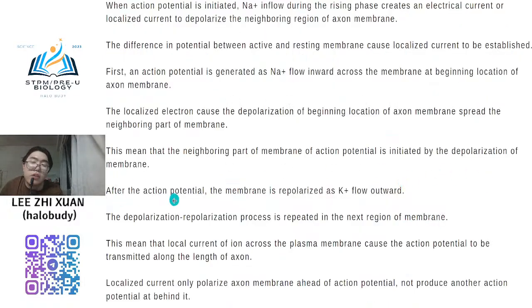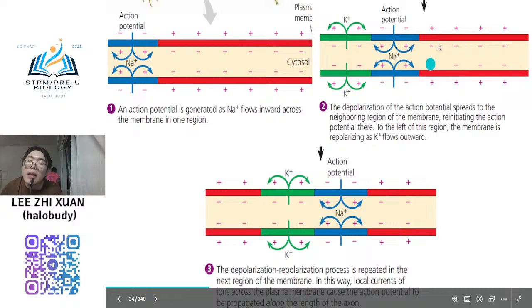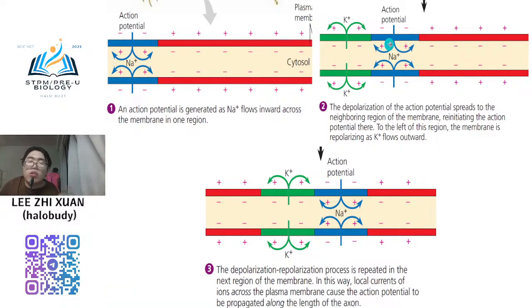So this means that the local flow of ions causes the plasma membrane to produce the action potential. So there is the localized electron flow there. The localized current only depolarizes the axon membrane ahead of the action potential, but does not produce another action potential, meaning that actually it is to reinitiate the action potential again, but not produce another type of action potential, just continue only. Meaning that at the B region, it just continues the similar type of action potential from A only.